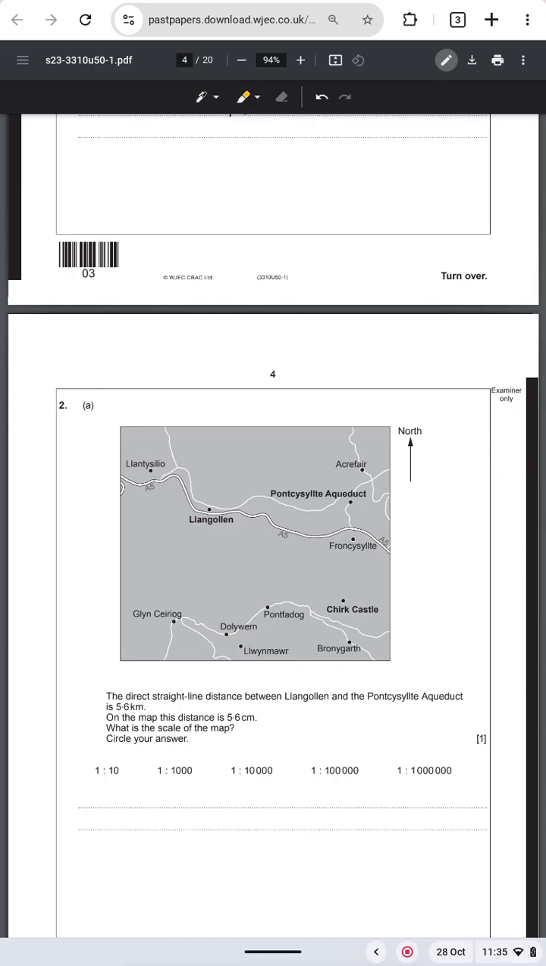So now we've got a picture of a map. The direct straight line distance between Llangollen and the Pontcysyllte aqueduct is 5.6 kilometres. On the map, the distance is 5.6 centimetres. What is the scale of the map? Circle your answer. Okay, so we need to convert centimetres to metres, so we times by 100, and then we need to convert metres to kilometres, which is times by another 1,000. So it's 1 to 100,000.